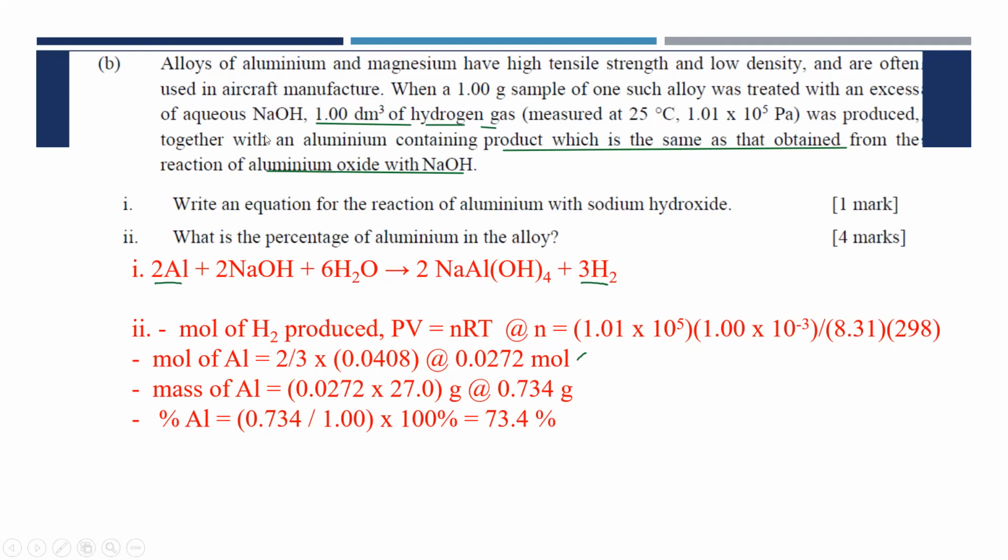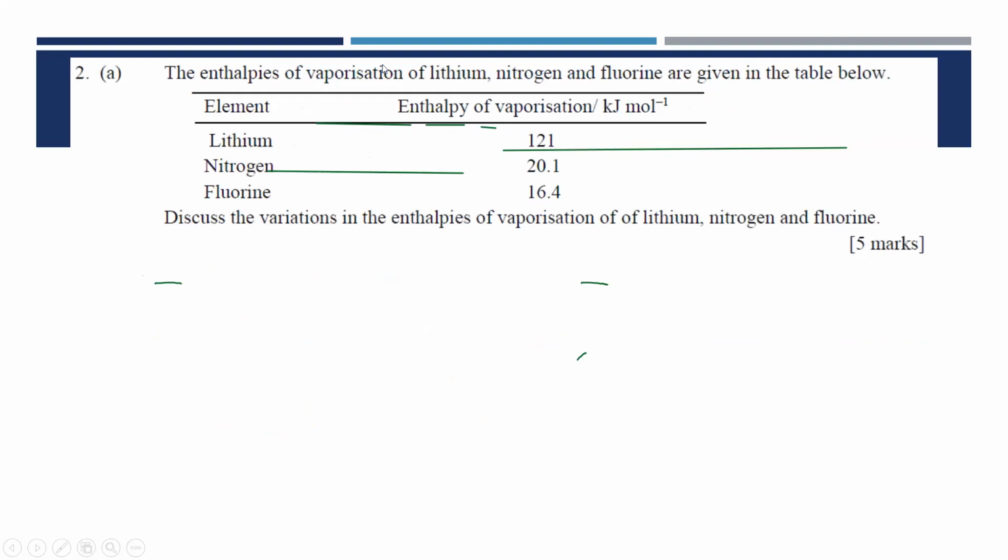Immediately we go to question number 2. The enthalpy of vaporization of lithium, nitrogen, and fluorine are given in the table below. Discuss the variation of the enthalpy of vaporization for lithium, nitrogen, and fluorine. So here you have to discuss the enthalpy change of vaporization. Basically, it's the same technique as how you explain the melting point. So first of all, you must know what their structure is.